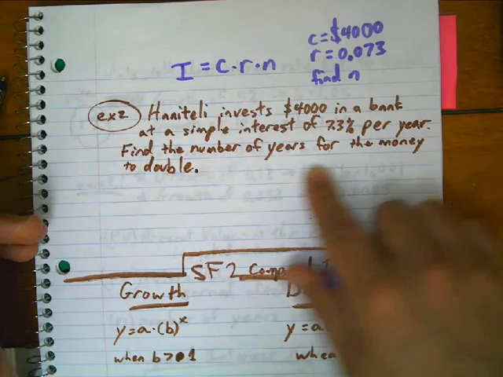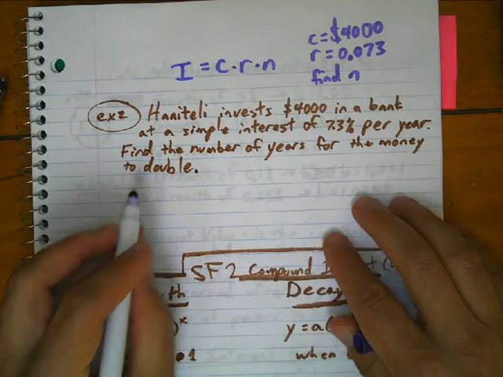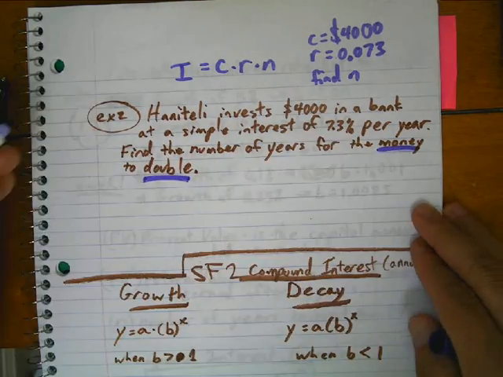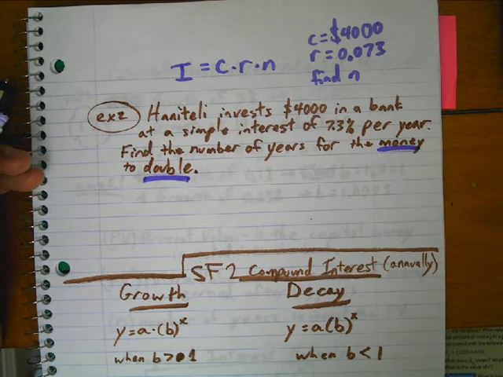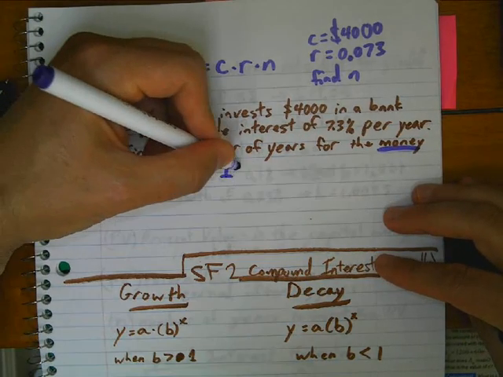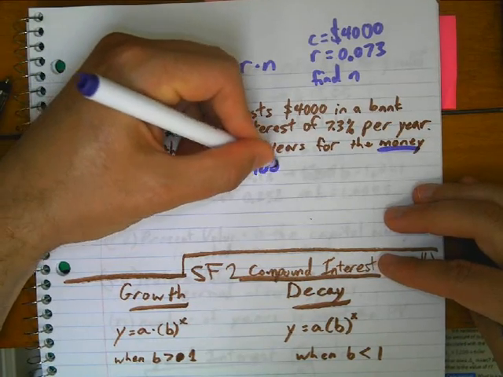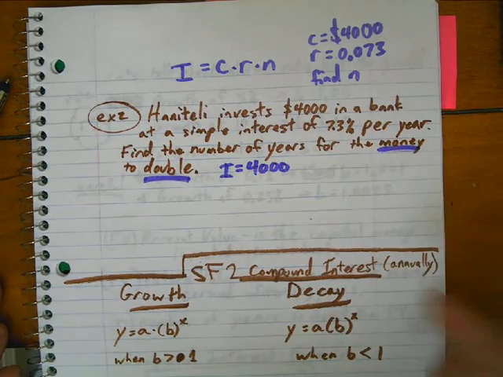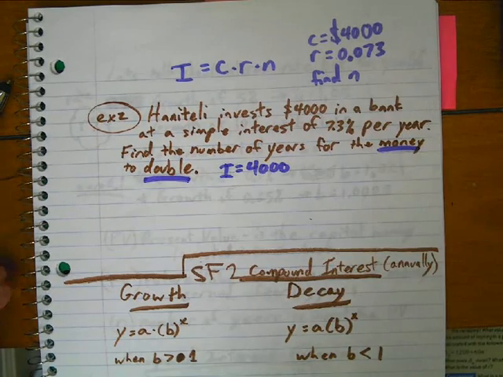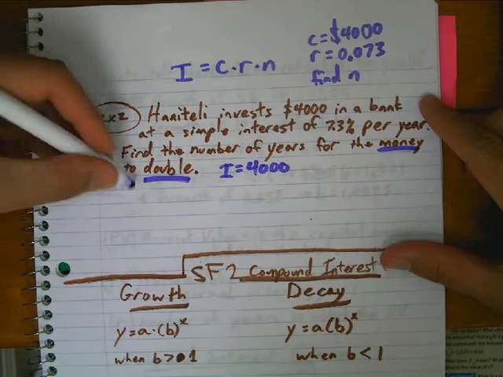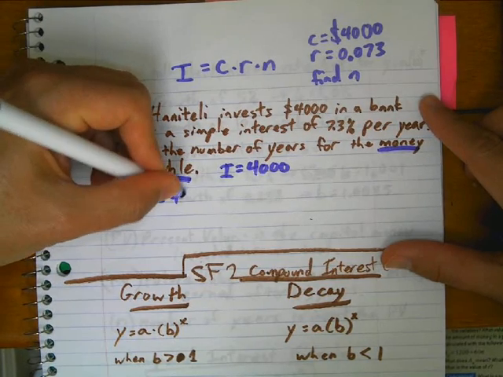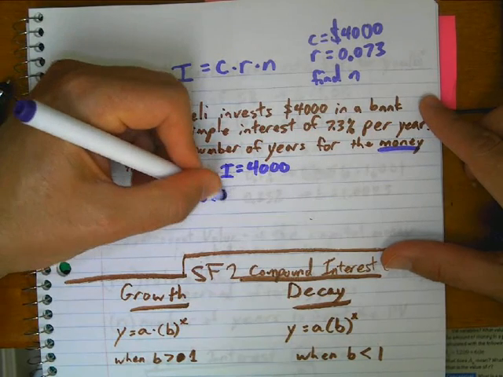And we know that if this is going to double, then we know that I must also be $4,000. Because if I is 4,000, then that's the amount that we've earned, and we want the amount earned to be the same. So what I'm going to write down is 4,000 equals 4,000 times 0.073 times N.